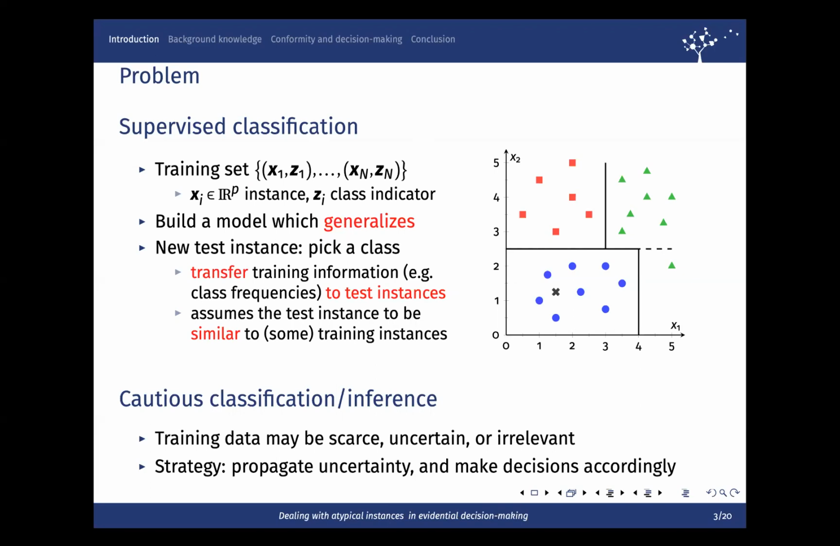So this requires assuming that the test data are similar to the training data. And as a matter of fact, there might be various sources of uncertainty in the data. The training data may be scarce, may be uncertain, or may be irrelevant in order to classify new test data. And it is this latter point, the irrelevance of the training data, which we will consider in this work.